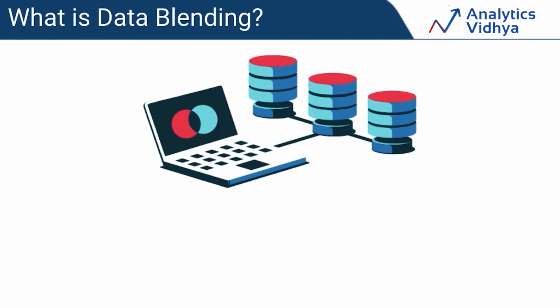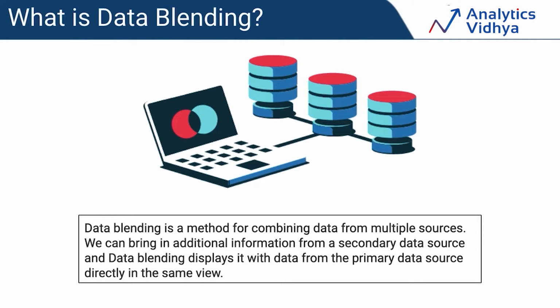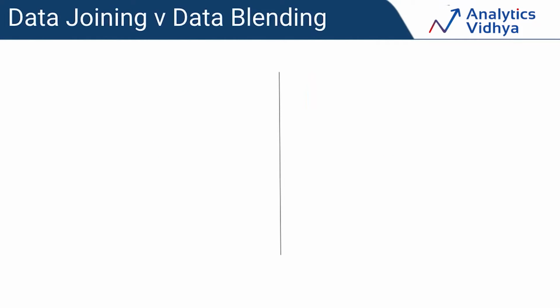So, to put a formal definition to data blending, it's a method that allows us to combine data from multiple sources. And this is what I like. We can bring in additional information from a secondary data source, and data blending displays it with data from the primary data source directly in the same Tableau view. Now, you might be wondering at this point, why not just use joins that we learned in the previous lessons? Why introduce a new and seemingly complex topic?